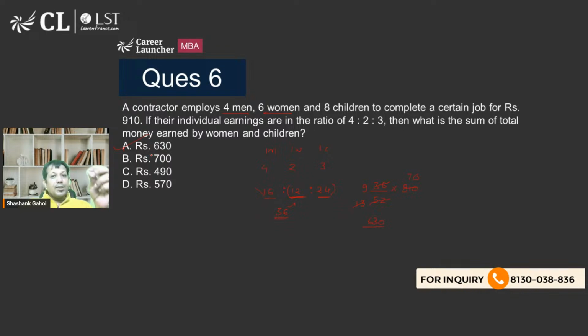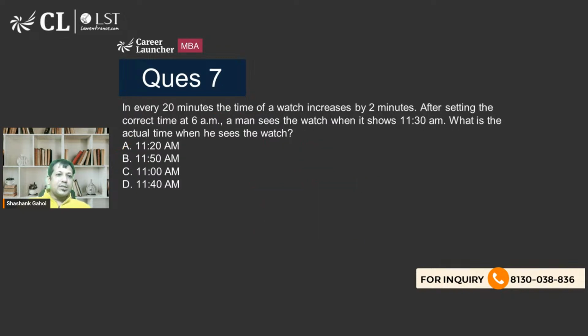I can directly get the answer instead of doing this much calculation. I can directly say my answer is going to be 630. Why? Because it is a multiple of 9. So my answer should be a multiple of 9. I hope everyone understood the approach to this question. Now, let's move on to the next question.